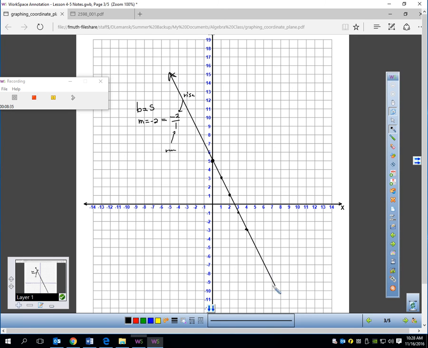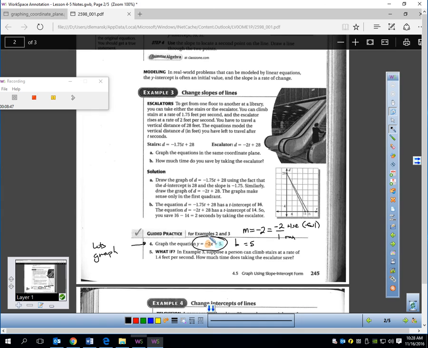You notice how I was able to graph that, and I did not need a table, and I did not need a calculator. So that's why when I quiz you on slope-intercept form, I really can't let you use the calculator, because if I do, it doesn't mean that you know anything about the form. I got to actually quiz you on this without.